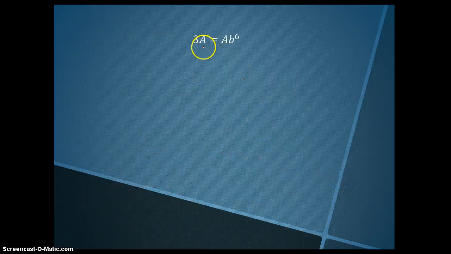So we set up our equality to be 3a is equal to a b to the 6th. Notice that our a here is our initial value, and we're going to have 3 times that initial value at the end of our time, 6 months. Now we can simply divide out our a's, giving us a much simpler equation: 3 equals b to the 6th.